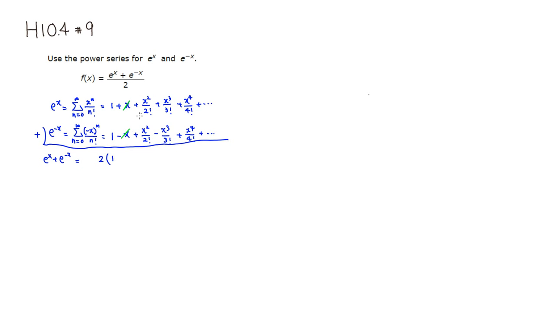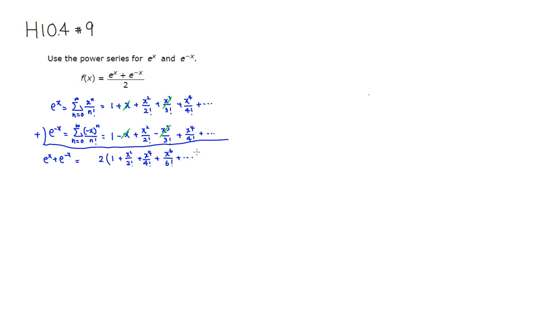And these cancel out. Again, we get 2 of these, so you have x squared over 2 factorial. And the next one, these two cancel out because it's the same thing with different sign. And the next one is x to the 4th over 4 factorial. So you can see that you only get the even powers. The next one is x to the 6th over 6 factorial and so on.